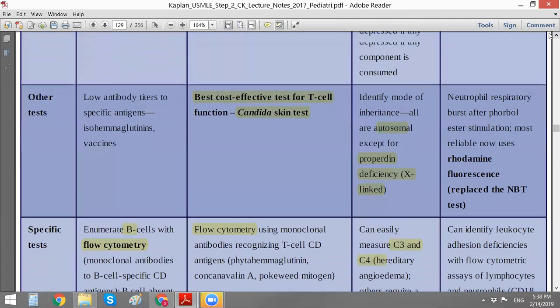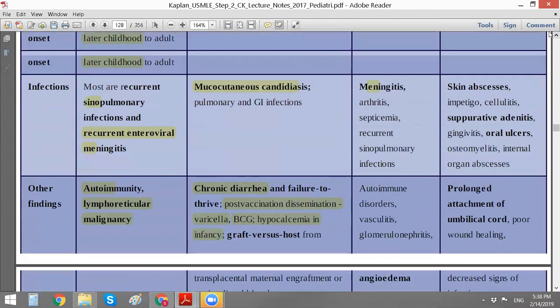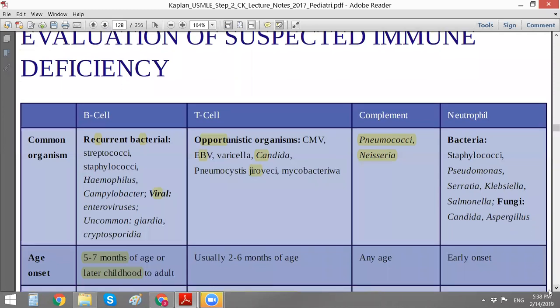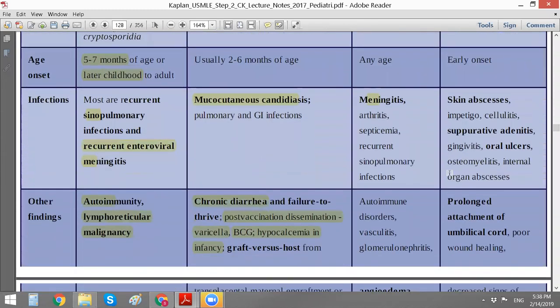And then we just go to the neutrophil. Neutrophil deficiency will be bacterial, that is Staph, Pseudomonas, Serratia, Klebsiella, Salmonella, and fungus, Candida, Aspergillus. And skin abscesses are very important. Suppurative adenitis, gingivitis, oral ulcers, osteomyelitis.